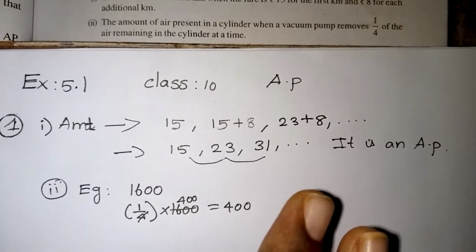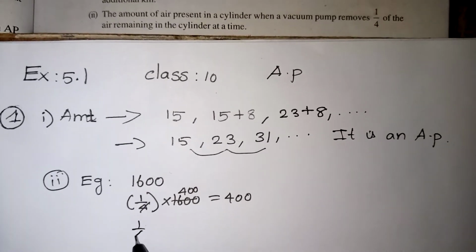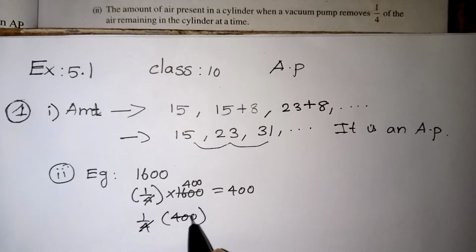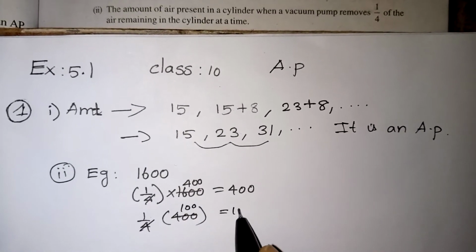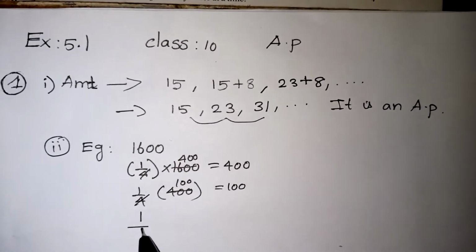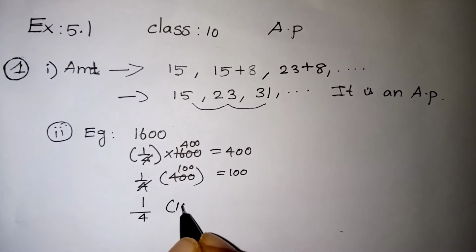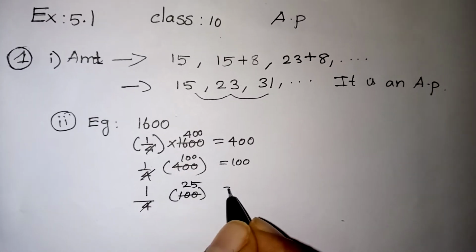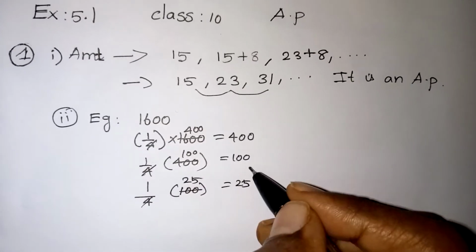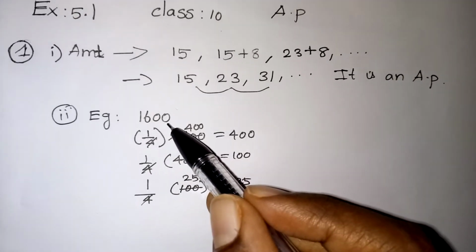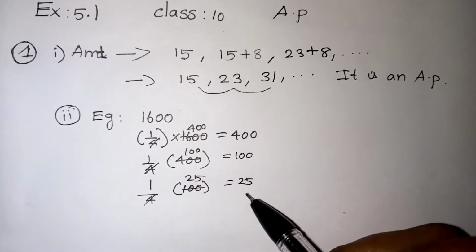Again if we pump the cylinder, 1/4 of the remaining 400 is removed, so now the remaining air is only 100. Again if you pump once more with the vacuum pump, 1/4 of the air will get out of that cylinder, leaving 25. So this is the gas remaining in the cylinder. The first time it was 1600, then 400, then 100, then 25.